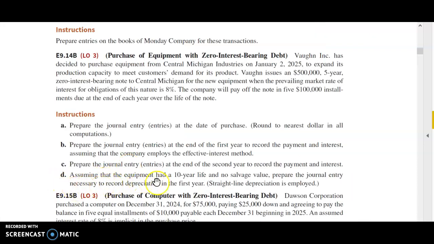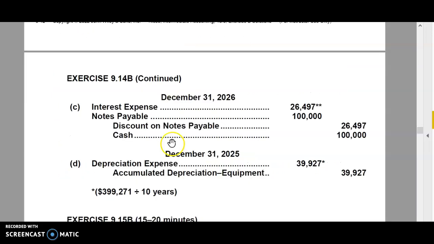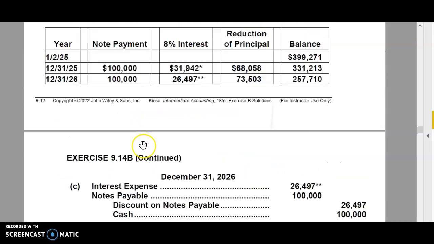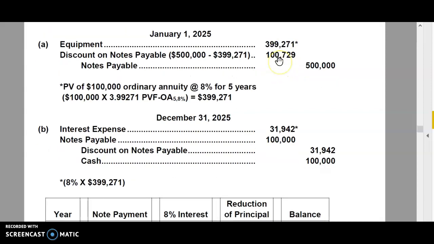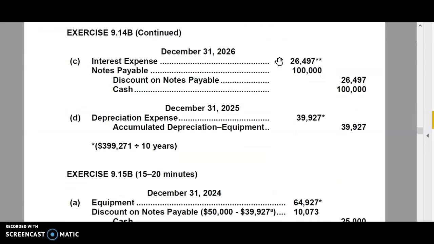Part D, assuming the equipment had a 10-year life and no salvage value, prepare the journal entry necessary to record depreciation for the first year if you're using straight line depreciation. For that step, you're just going to take the amount of equipment that you recorded, the $399,271. It has no salvage value, so you don't have to subtract anything. So take that amount, divide by 10, and that's how much depreciation expense you would record.